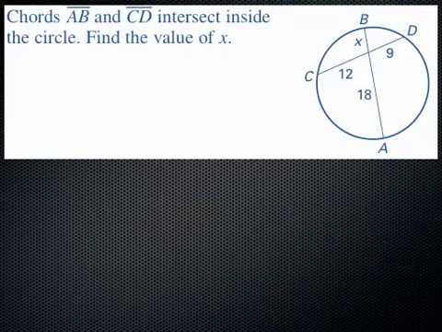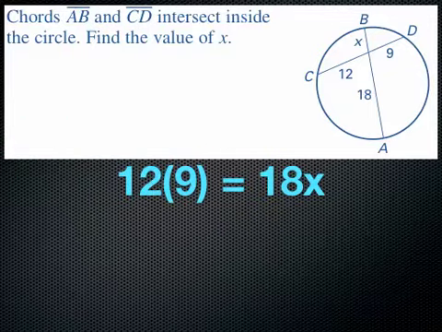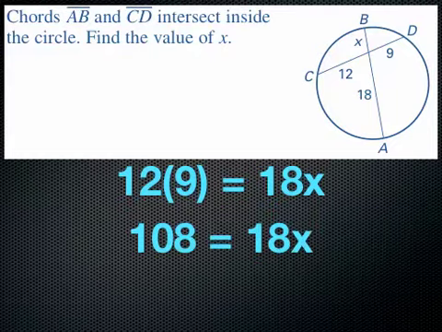This first example says chord AB and CD intersect inside the circle. Find the value of X. Chord CD is split into two segments measuring 12 and 9, and chord AB is split into two segments measuring 18 and X. I can say 12 times 9 equals 18 times X. Well, 12 times 9 is 108, equals 18X. I need to divide both sides by 18 to solve for X, and when I do so, I get X equals 6.